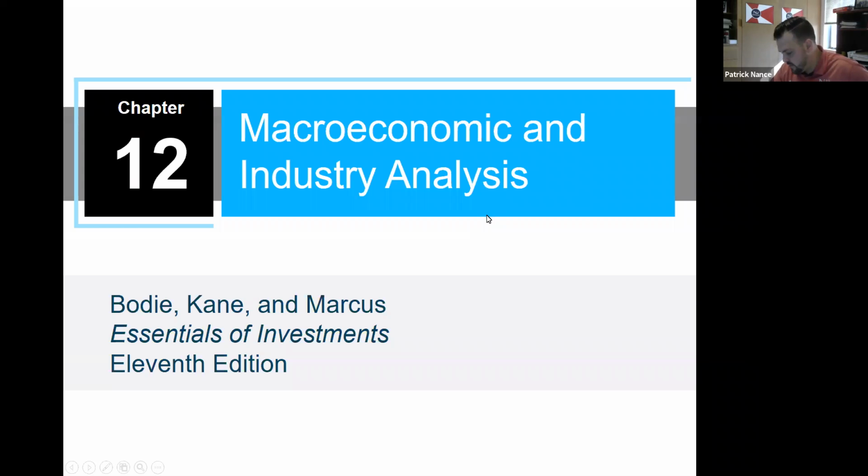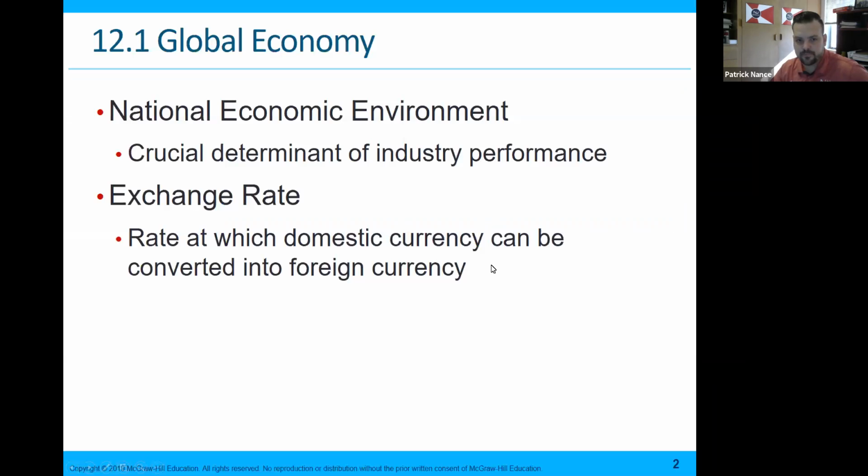All right, we're going to look at chapter 12 for investments. This is macroeconomic and industry analysis. So the national economic environment is a crucial determinant of industry performance. When they use words like the economy, and they're speaking of the local economy, or the United States economy in our case, because that's where we are, that's what they're talking about. And that is a major factor determining how successful a business is going to be and how they should react to the external environment.